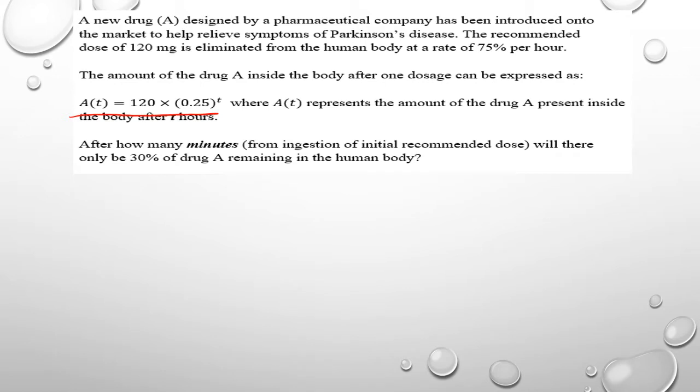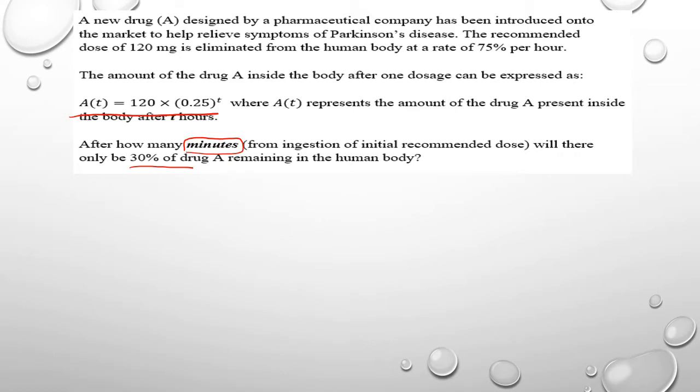I need to know what A represents. A is the amount of drugs in milligrams, and T, the second variable in the equation, is T hours, so the time. Now they ask how many minutes, so you've noticed the answer needs to be given in minutes. From the induction, when will there only be 30% of the drugs remaining?